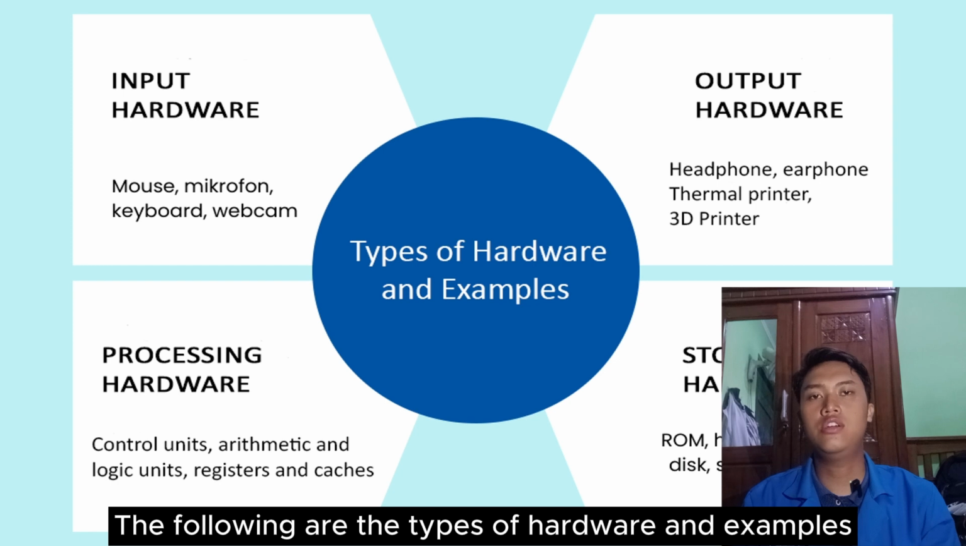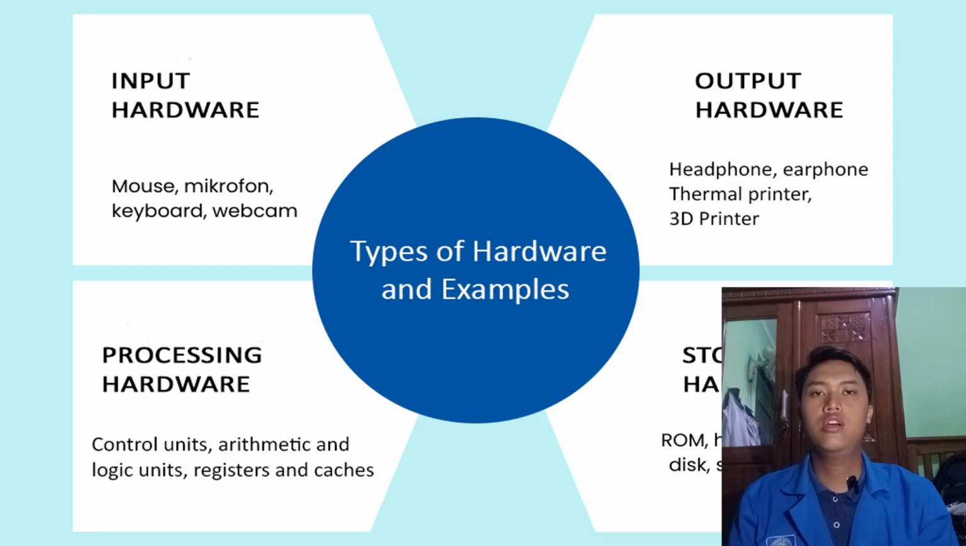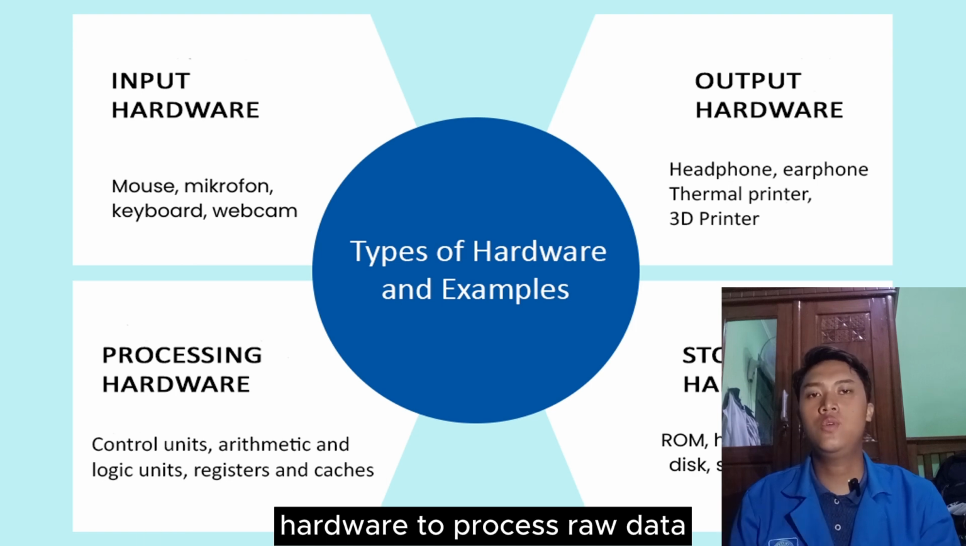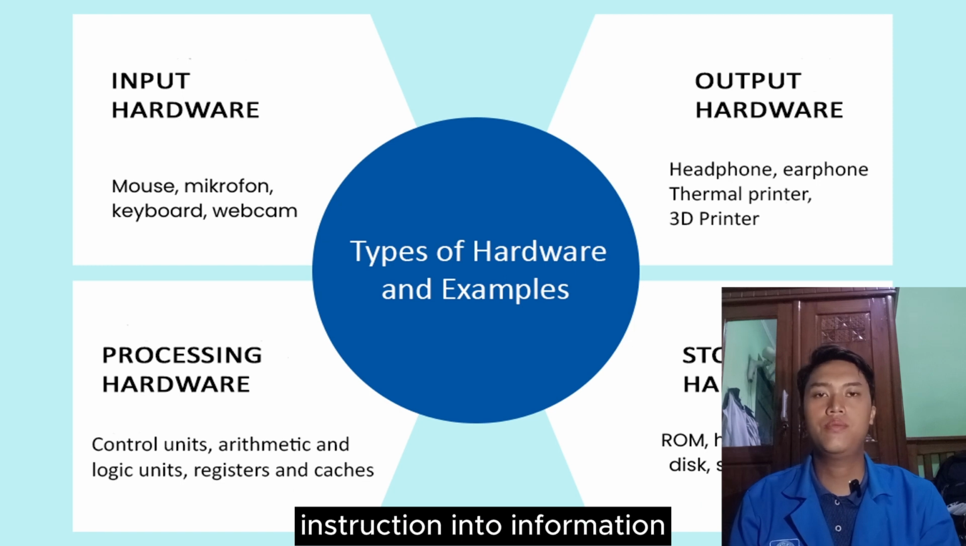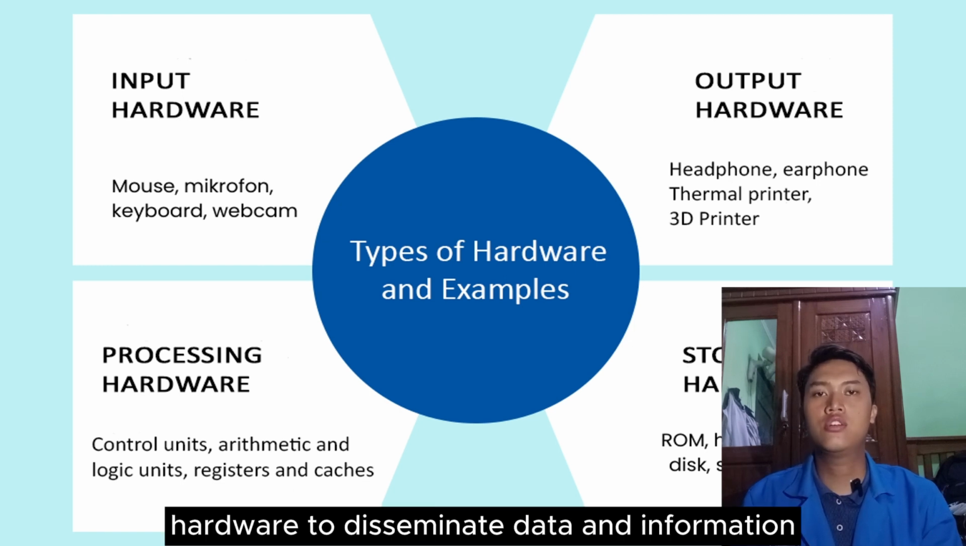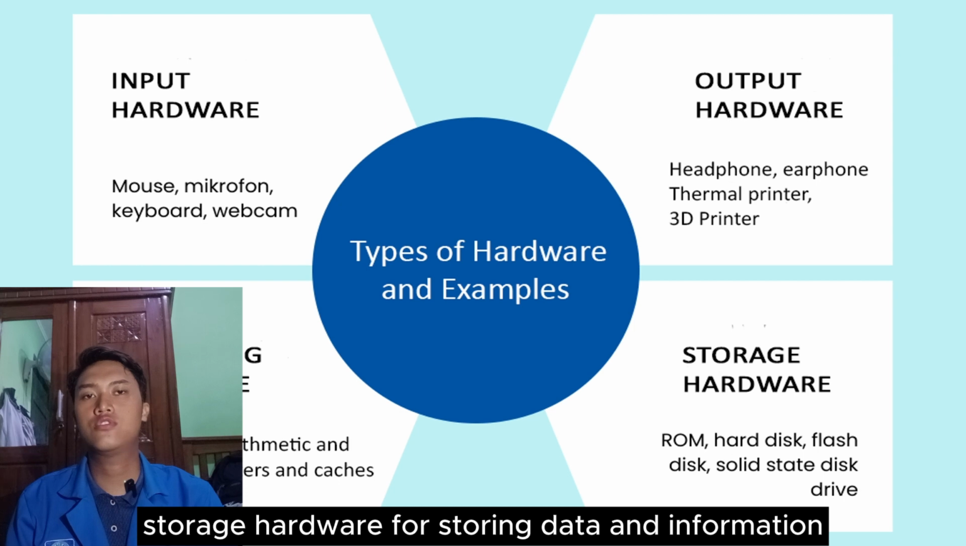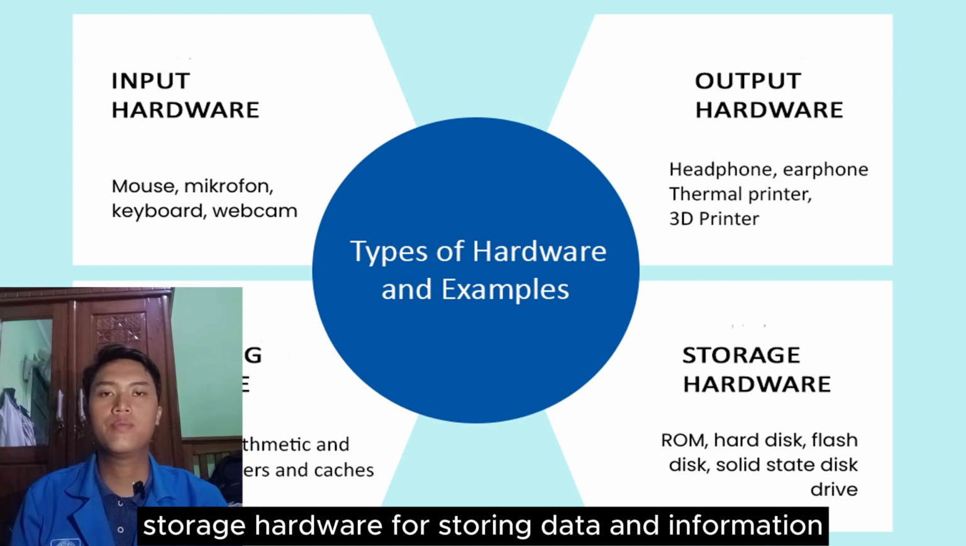The following are the types of hardware and examples. Input hardware for receiving raw data. Processing hardware to process raw data, instruction into information. Output hardware to disseminate data and information. Storage hardware for storing data and information.